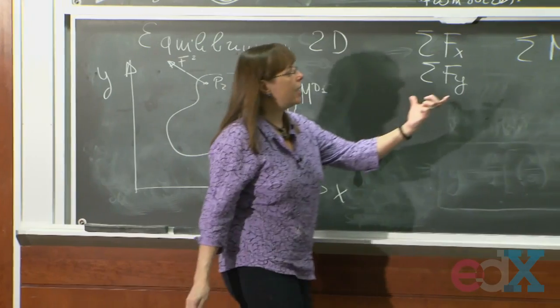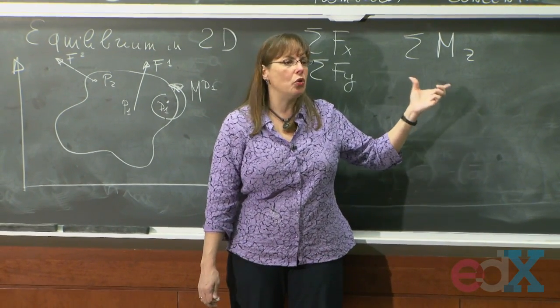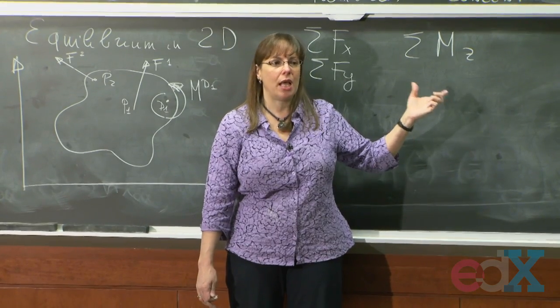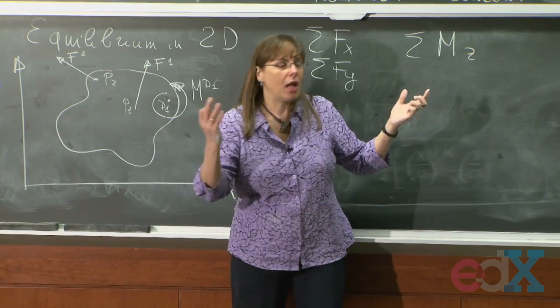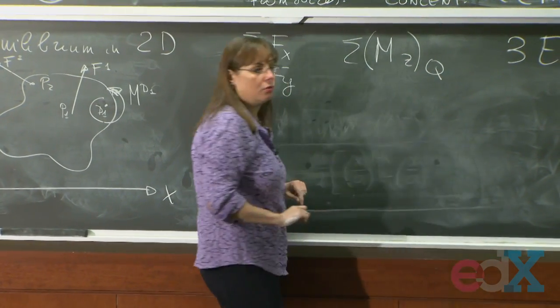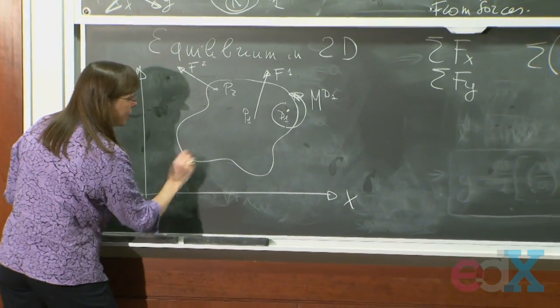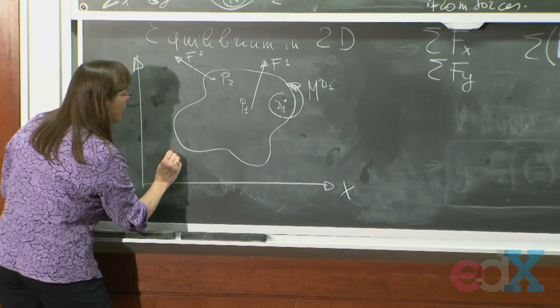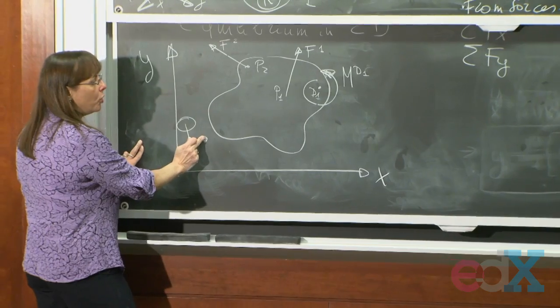So notice when I say sum of the moment Z, this means absolutely zilch up to when I give you a pivot point. You say sum of the moment Z what? Well, I need to tell you sum of the moment Z with respect to some pivot point Q. So you choose your pivot point Q. I can choose it inside the body or outside. Now I'm going to choose it outside, just for the heck of it. This is my pivot point Q.